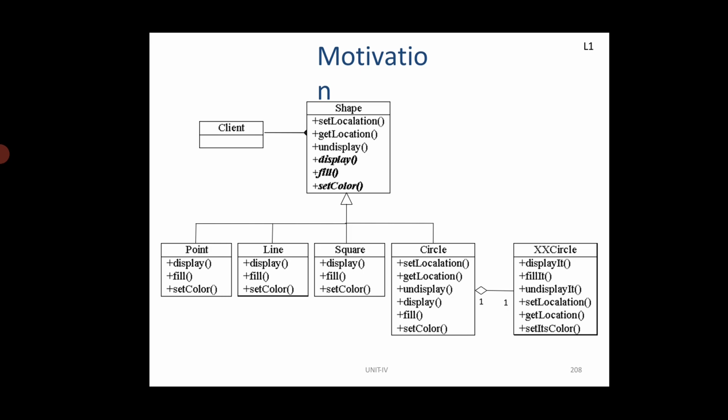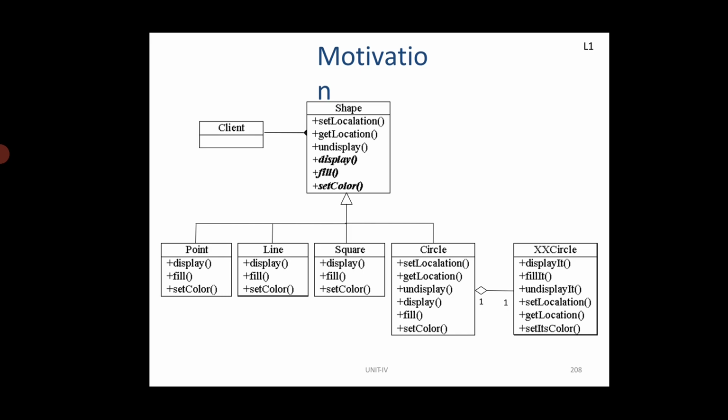Consider, for example, a drawing editor that lets users draw and arrange graphical elements like lines, points, squares, circles, etc., into pictures and diagrams. Here the drawing editor's key abstraction is the graphical object, which has an editable shape and can draw itself. So the interface for graphical objects is defined by an abstract class called Shape.